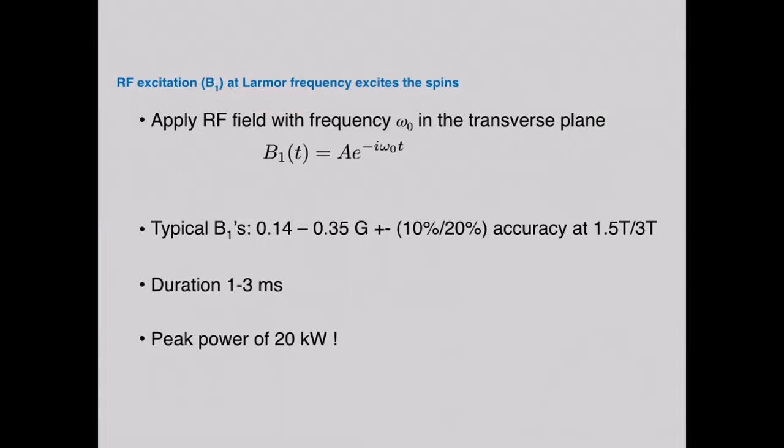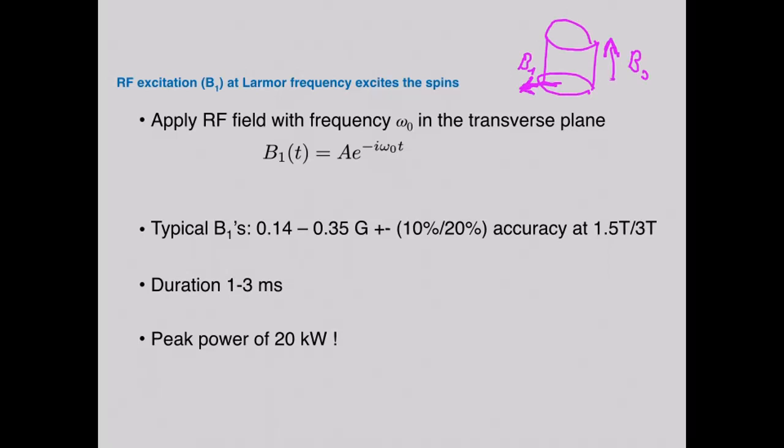Now, the RF field: if we look at the scanner direction, this is B0. The RF field B1 is actually perpendicular to it. This is the direction of B1. So B1 is applied in the orthogonal plane to B0. It's always orthogonal to the main magnetic field.